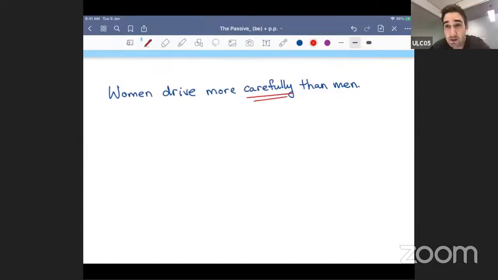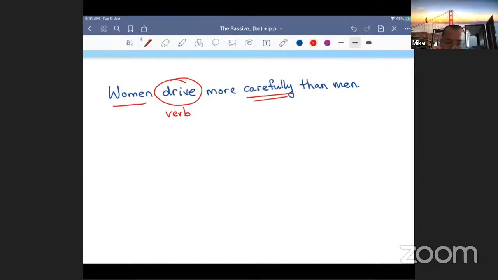So in this case, you keep carefully. Carefully, yes. Why carefully? Because in this case, we're talking about the verb. We're not talking about women. We're talking about the verb.